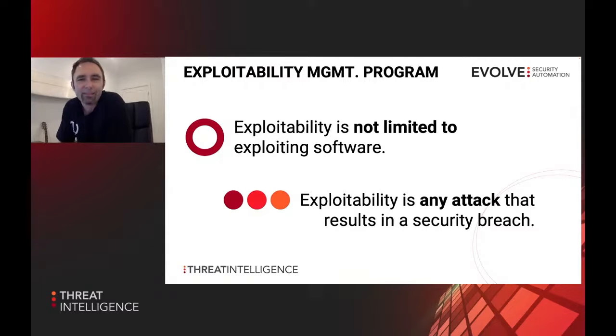So exploitability is any attack that results in a security breach. As I showed you just before, one of the threat scenarios that we see for organizations getting breached is critical, exploitable remote command execution vulnerabilities. The other one is leaked passwords that can actually be used to log into your systems. The second one is not an exploitable piece of software. It's an attack type that can be used to breach your organization or your systems. So exploitability is any attack that can result in a security breach.